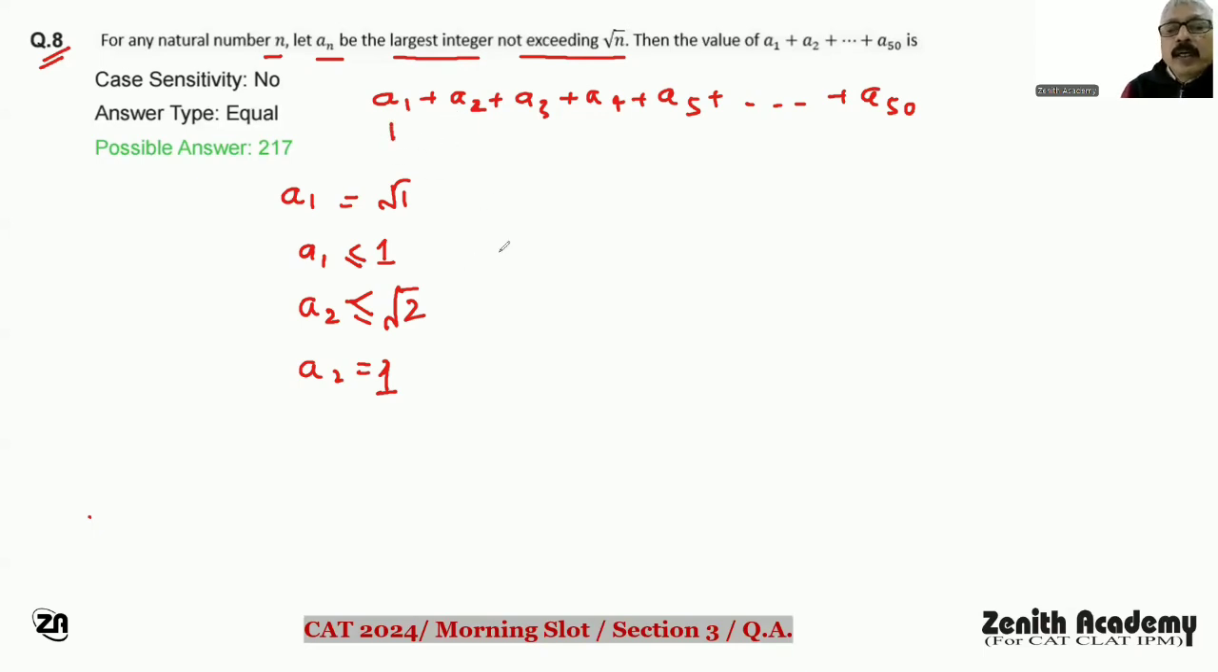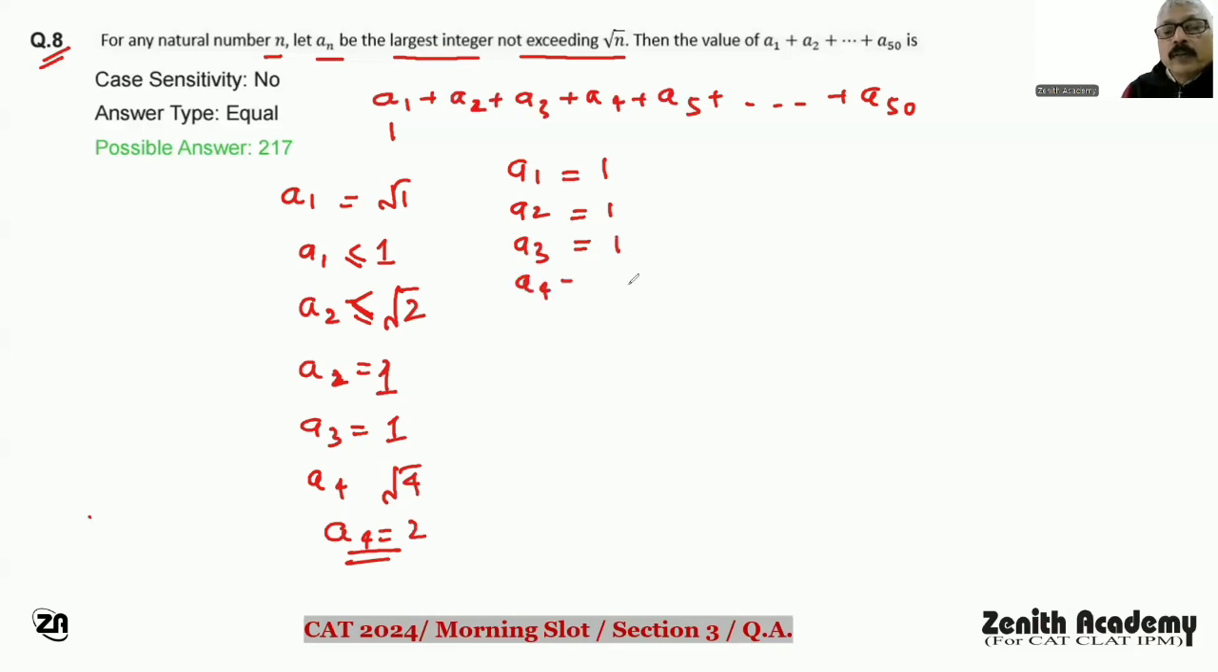A2 is the largest integer not exceeding root 2. So root 2 is what? It is 1.41 something, you know. So the largest integer is on the left side of it. A2 is 1. Similarly, A3 is also 1. But A4 means it is 2. So A4 is going to be 2. Means A1, A2, A3 are 1, 1, 1. A4 is 2.